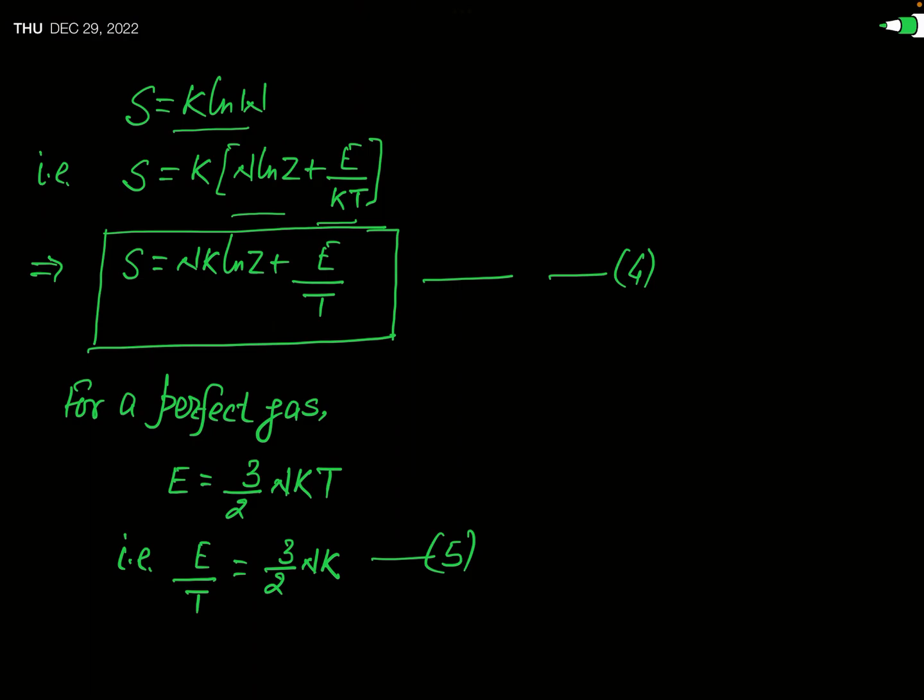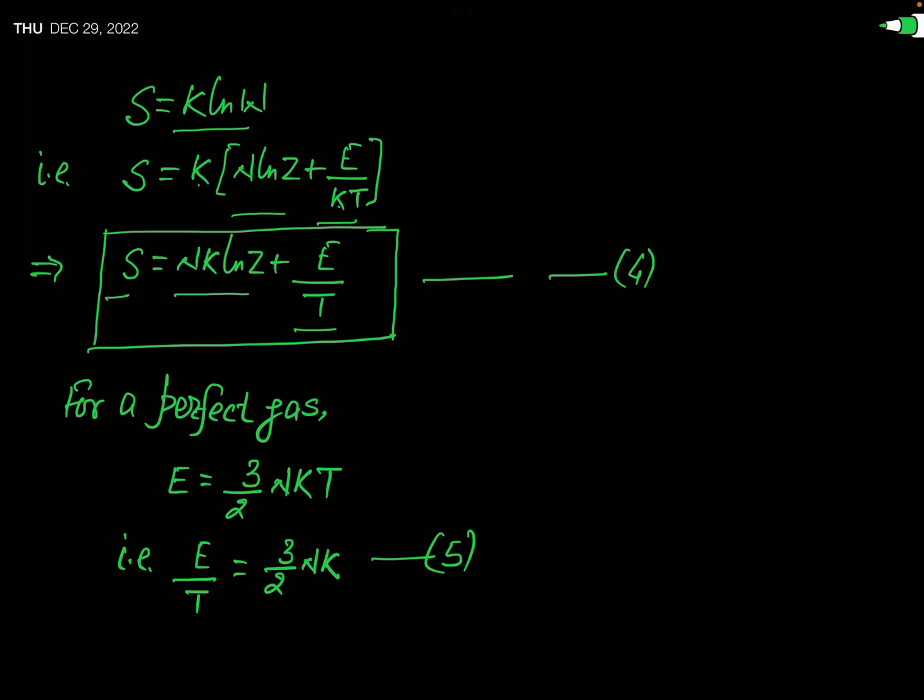So S is equal to k times (n log Z plus E by kT). Now let us multiply this k to the terms inside the square bracket. So S equals nk log Z plus E by T. Here this k and this k will cancel out. So this is the result for entropy of a system in terms of partition function: S equal to nk log Z plus E by T.